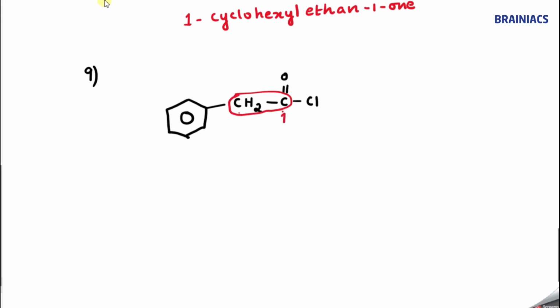So minimum numbering, this should be 1 and this should be 2. The functional group should get the lowest possible number, correct? So tell me what is the name of this compound. So I can say while numbering, at the second position you have the substituent present. So 2 hyphen, what is the substituent name?